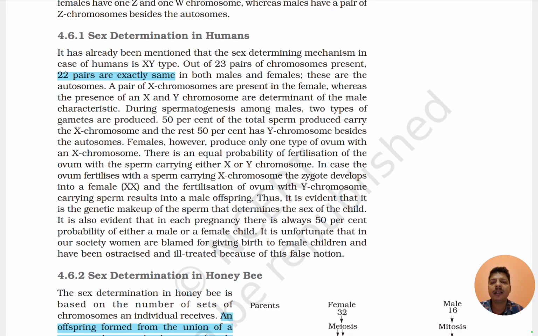And here again the human beings, 22 pairs are autosomes, one pair is the sex chromosome, and there is a 50% chance that the sperm carries the X chromosome or a 50% chance the sperm carries the Y chromosome. If the X chromosome fuses with the female ovum, then it will be a girl child, and if the Y chromosome carrying sperm fuses with the ovum, it will be a male child.